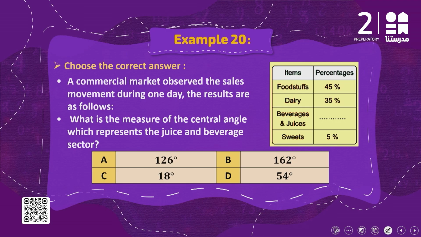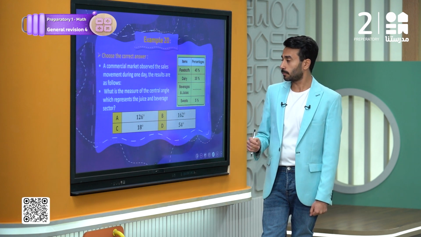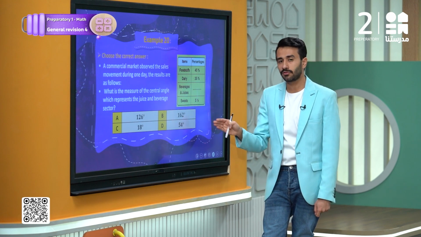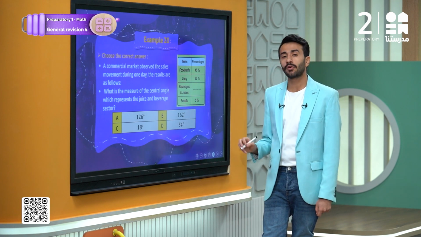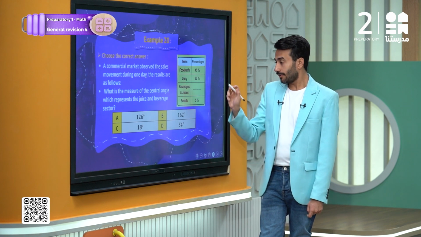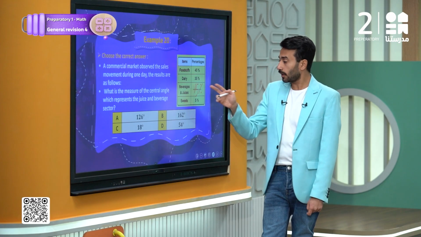A commercial market observed the sales movement during one day. The results are as follows. What is the measure of the central angle which represents the juice and beverage sector? So we need to know this part. You have first to find its percentage. So let's add all of these percentages together. You have to know that for sure these percentages all total 100. So 5 and 35, this is 40, and 45, it's 85. Sum of these three, 85. So for sure this will be the 15%. The part for this section will be 15%.